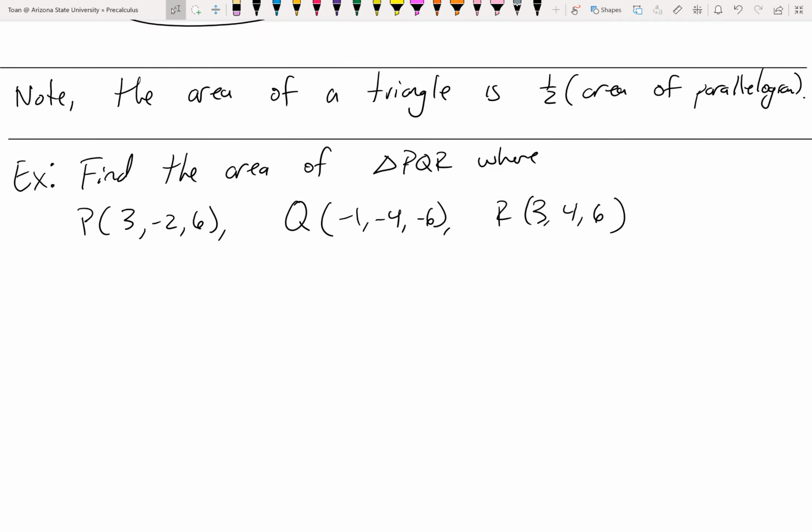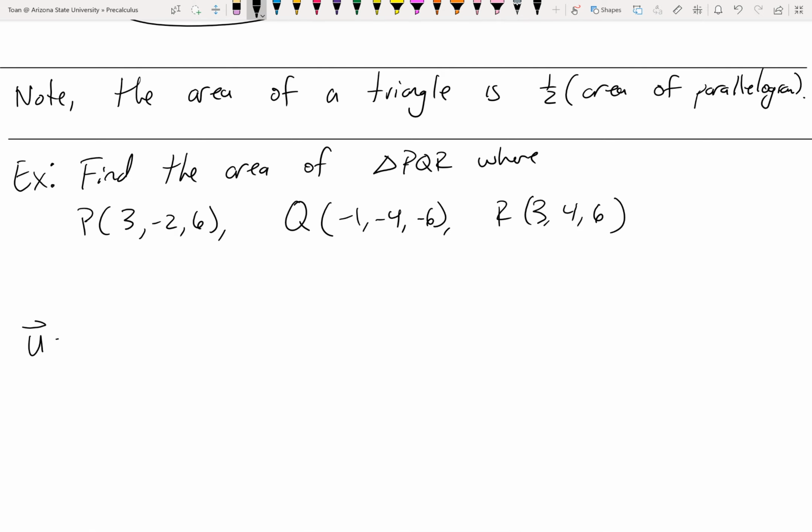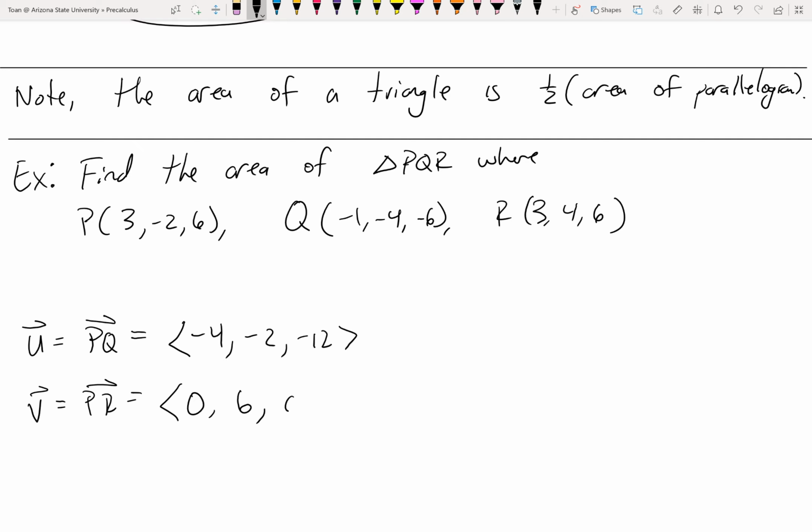Just like with yesterday, we need to create two vectors. It really doesn't matter what vectors we create as long as they have the same initial point. So I'll do my standard P to Q and P to R. I'm going to call vector U vector PQ. So what is that? From 3 to -1 is -4. From -2 to -4 is -2. And that is -12. I'll call vector V from P to R. So that is none for the x's. You added 6 for the y's, and you didn't do anything for the z's.